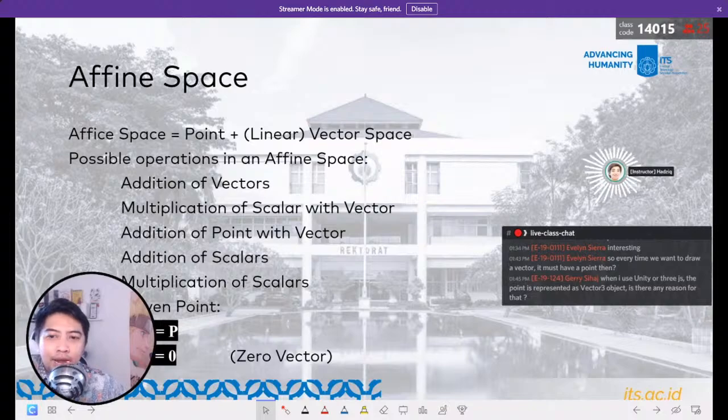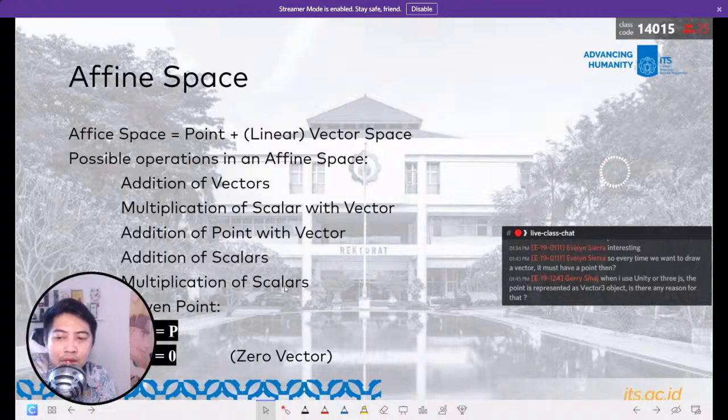Operasi-operasi yang memungkinkan pada affine space: addition of vectors, ini seperti yang kita punya di vector space ya. Terus multiplication of scalar with vectors, ini juga kita dapat dari vector space. And then addition of point with vectors, itu kita dapat barusan dari operasi point di slide sebelumnya. Terus ada addition of scalars, ini juga kita bolehkan di affine space, terus sama multiplication of scalars. Perkalian skalar dan penambahan skalar ini boleh. Ini ekstranya, yang ini dari point, yang ini dari vector space.